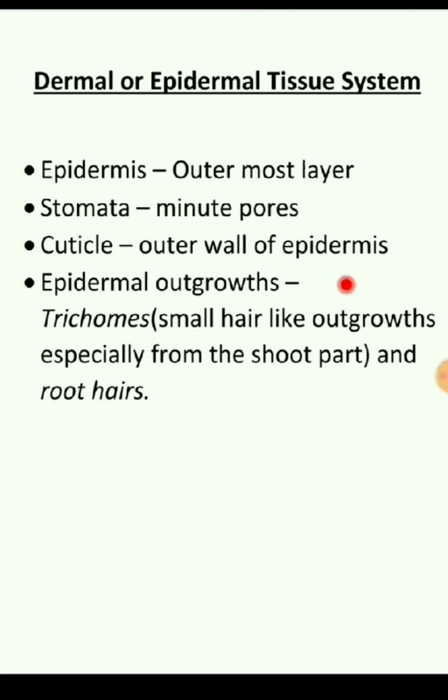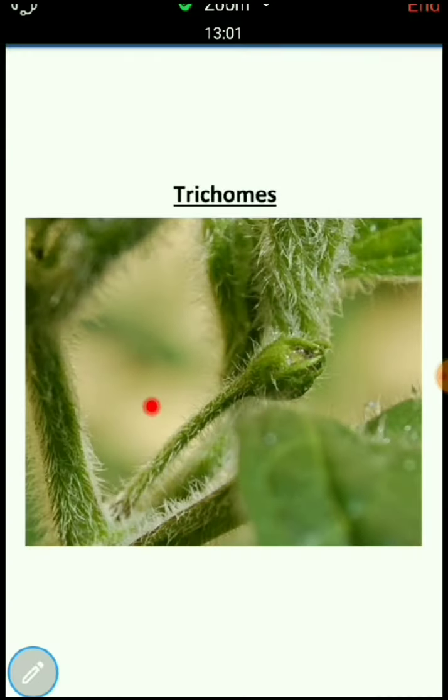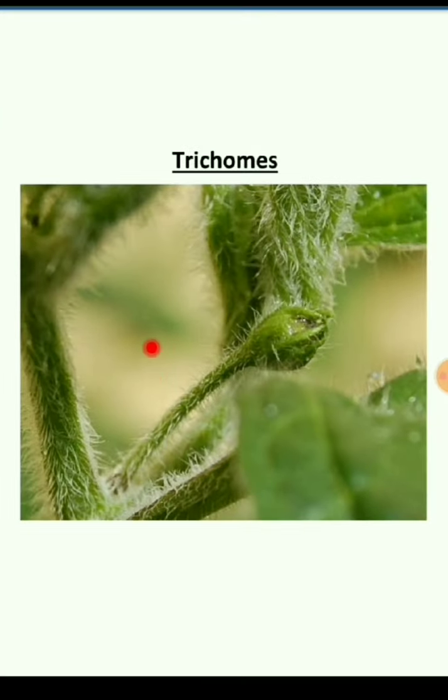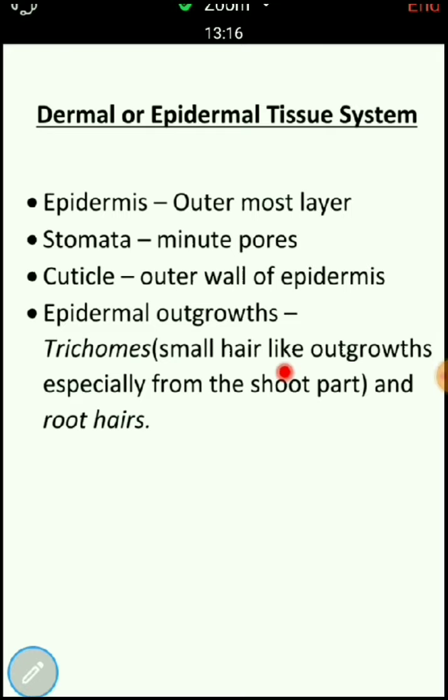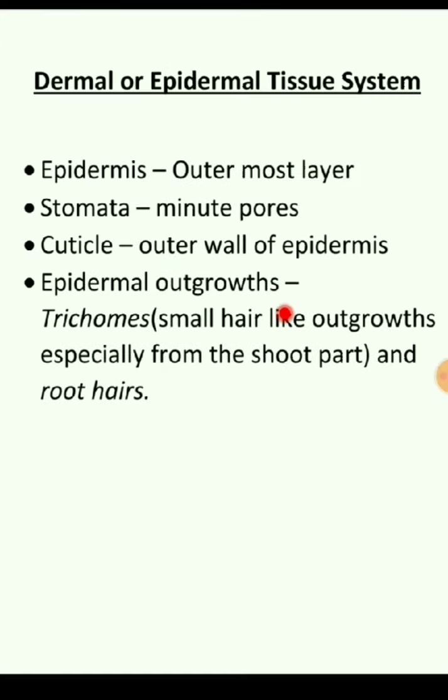And the third one is epidermal outgrowths, which includes trichomes and root hairs. Epidermal outgrowths means the ones which develop from the epidermis part. Trichomes are nothing but small hair-like outgrowths, especially from the shoot part. You can see in this picture some hair-like substances in the shoot part, and these hair-like substances are called trichomes. The main work of these trichomes is to protect the plants from insects and also from ultraviolet radiations and so on. Next one is the root hair.